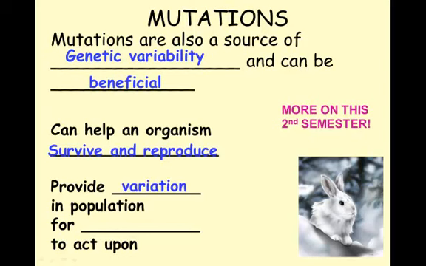Think about all the people in this room, different skin color, different hair, different height, different eye color. Everybody's different, and that variety in the population is the basis for natural selection to act on. Remember in our first chapter, our populations change over time, that idea of evolution. We're going to talk more about that second semester. But some mutations can actually be beneficial mutations.